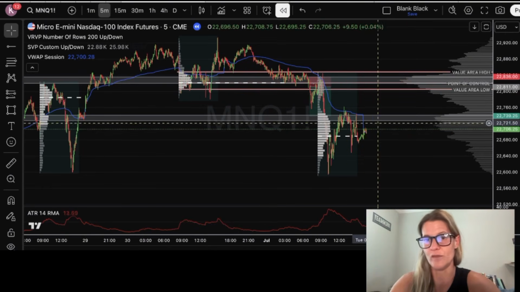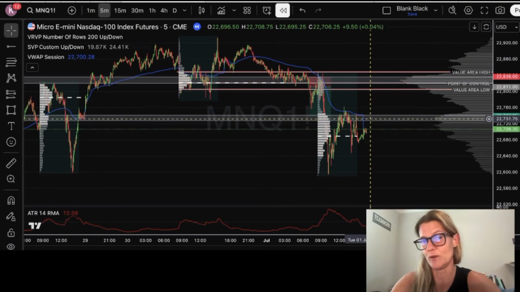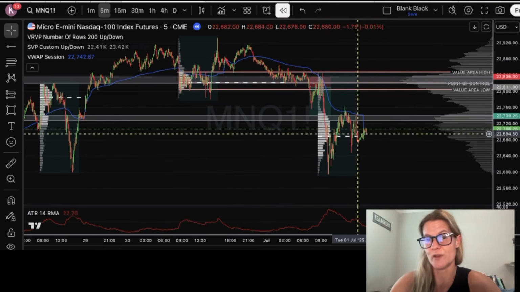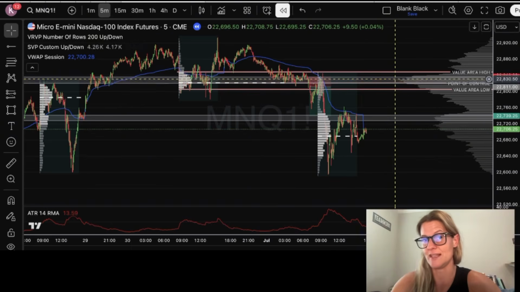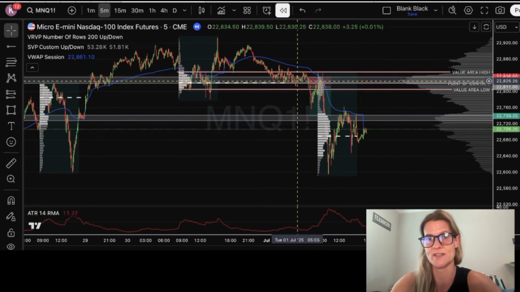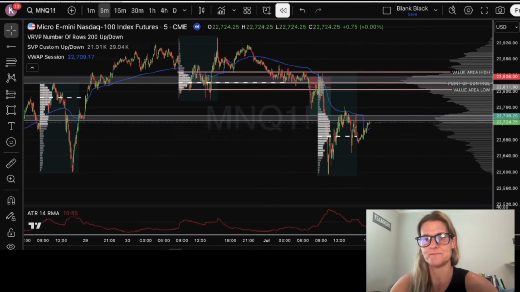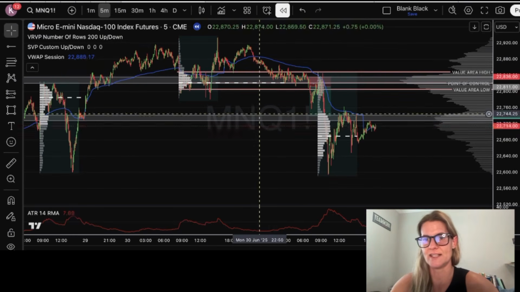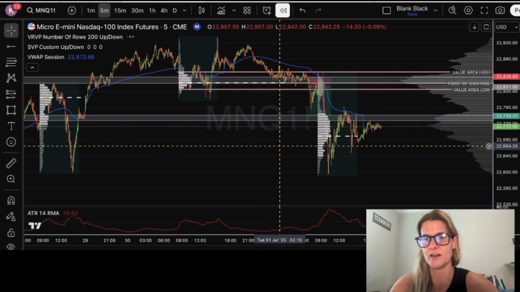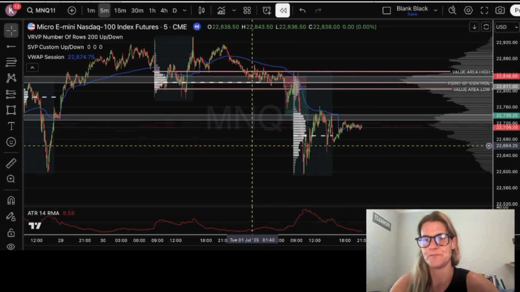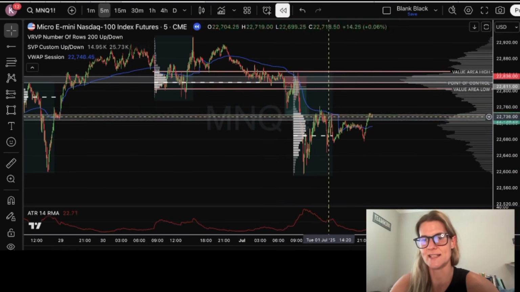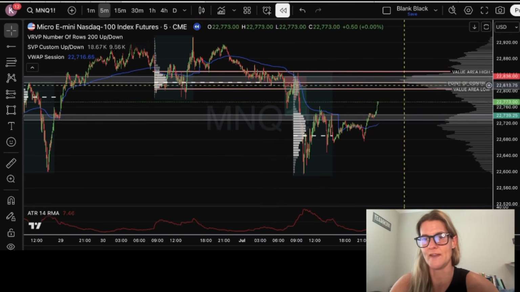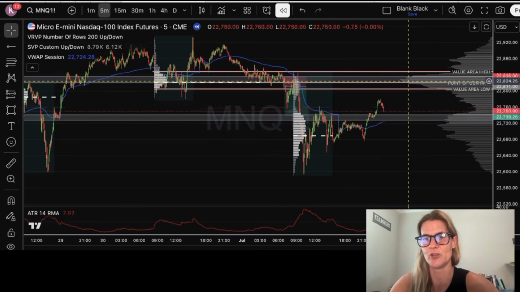We are below VWAP, so let's see if possibly we reject here, or if we start to move above VWAP, we could possibly come up to this area of high volume where there was this previous chop over here. So let's see what price does. It's rejecting this area of high volume so far. If it continues to move higher, I could see this serving as an area of support and then come up to this area of high volume.